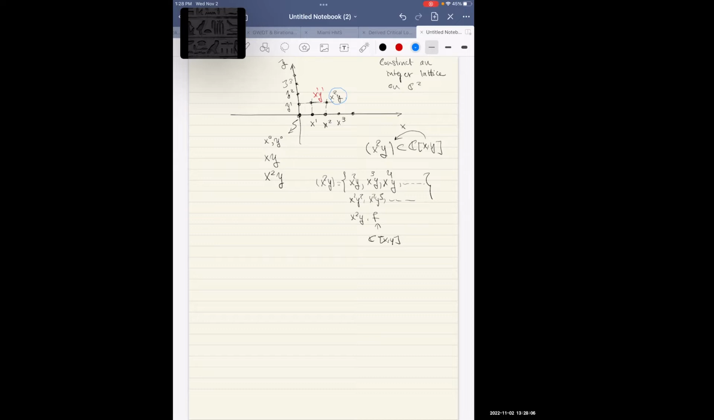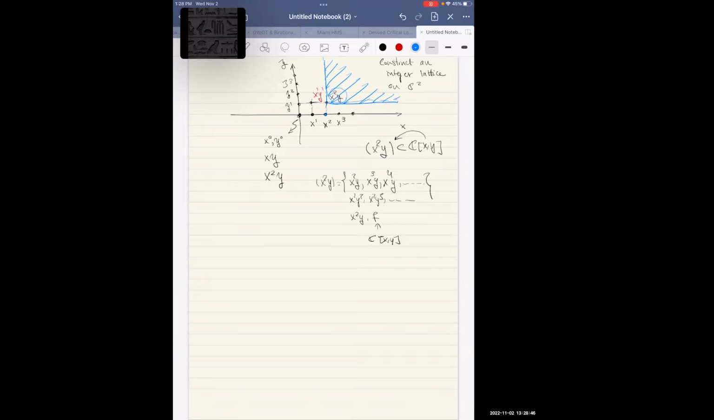All right, so as you can see, if I actually locate x squared y, then I can immediately see that anything I multiply this with, above this line and on the right hand side of this line, is going to be inside this ideal, right? So basically, this is what it is.